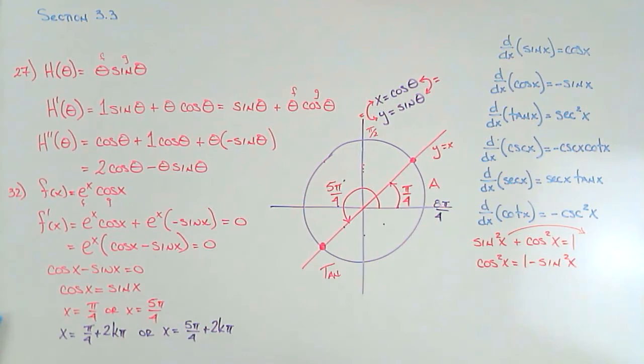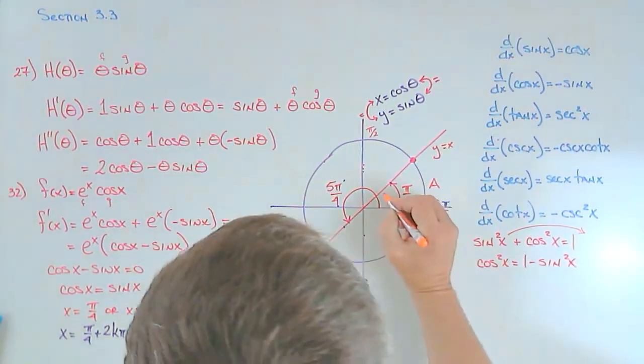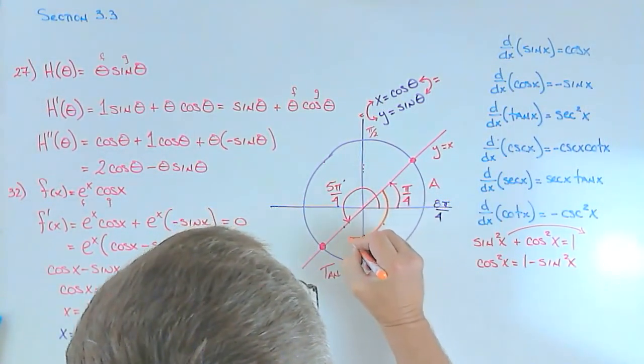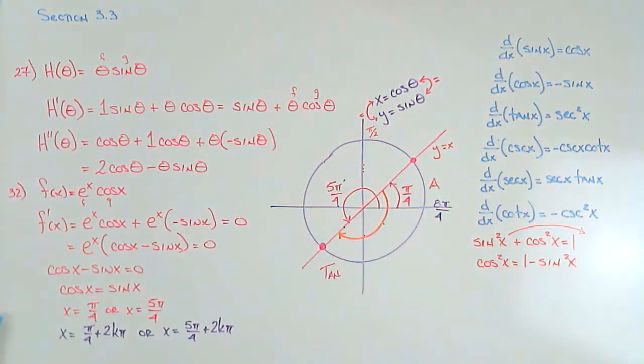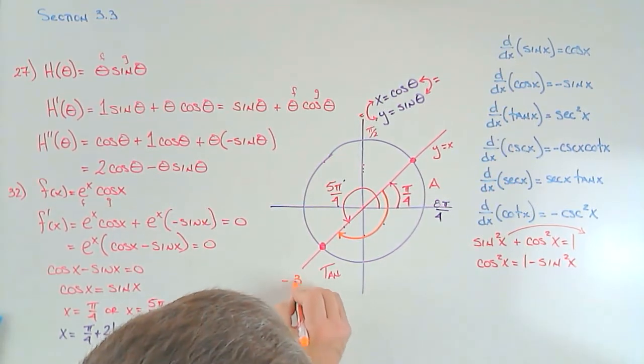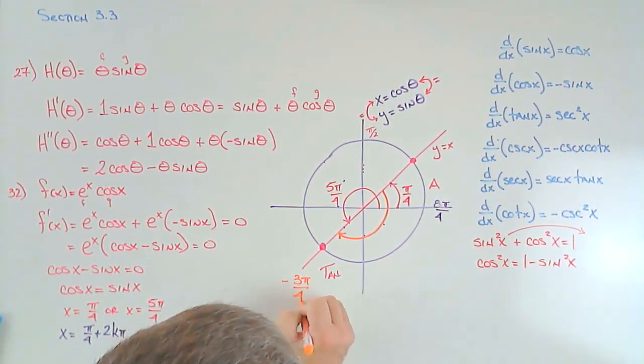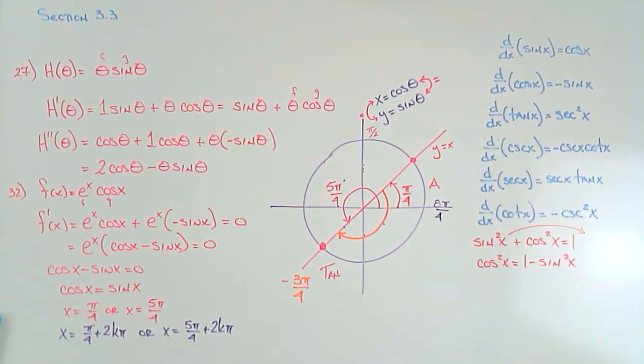What happens if k is negative 1? Because couldn't we go this direction around the circle? There's no rule that says we can't go that direction. That would be negative 3 pi over 4. That needs to be a possible answer, because that's clearly an answer to our problem. Well, what happens if k is negative 1?